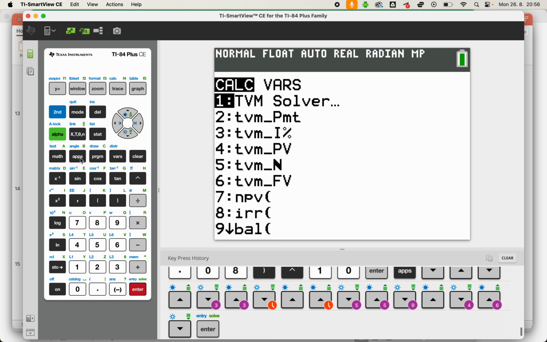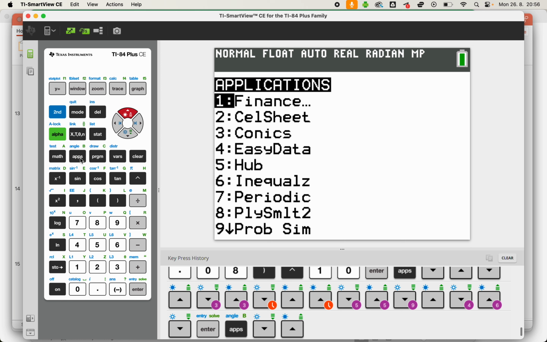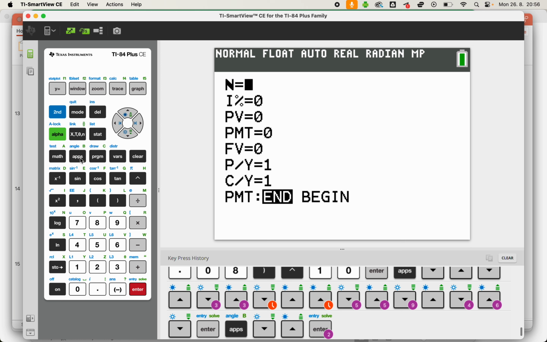And you're going to choose TVM Solver, number one. All right, so again, I went to apps, finance, number one, and then TVM Solver, number one. And here we are. There's all kinds of letters here, and I'm going to explain what they all mean.